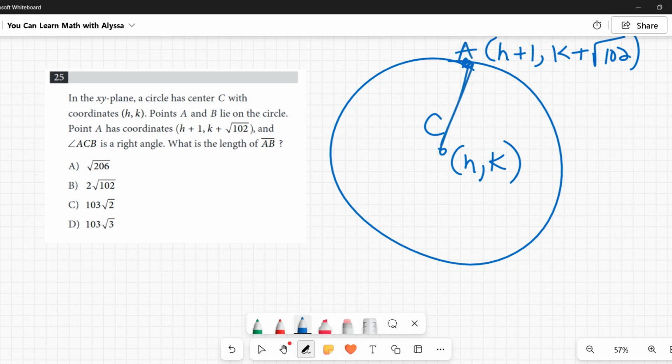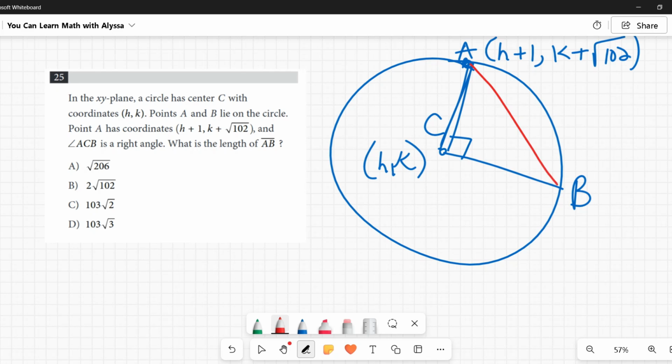And angle ACB is a right angle. So AC, let me rewrite this (h, k) over here. ACB is a right angle. What is the length of AB? This is what we're trying to find: the hypotenuse of this right triangle that we've created.